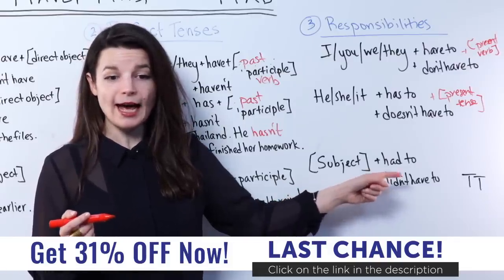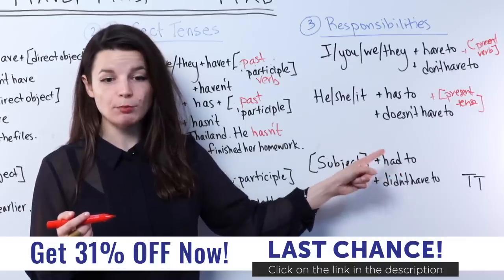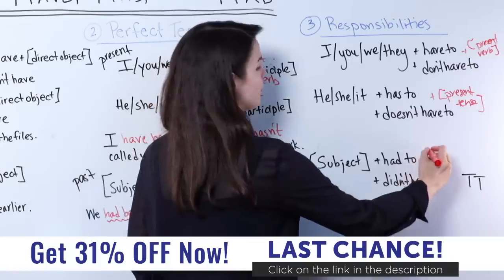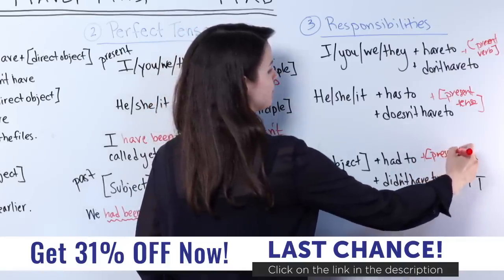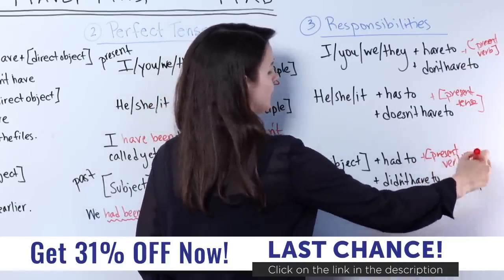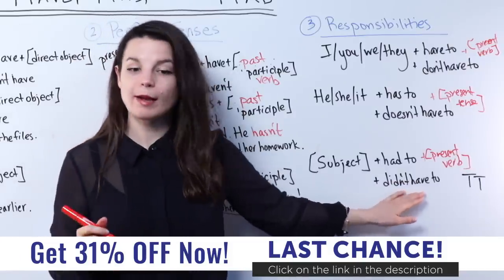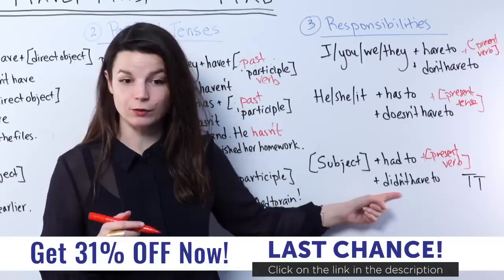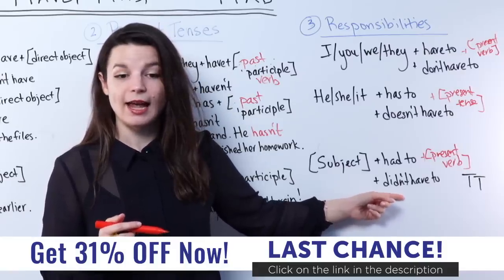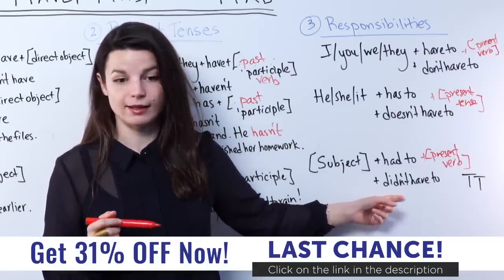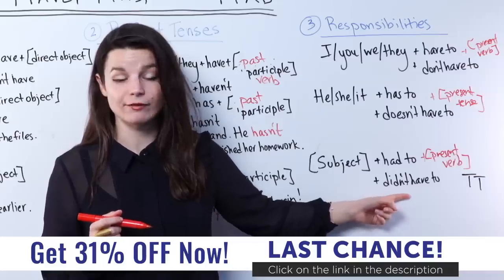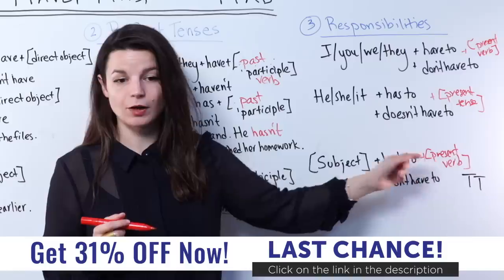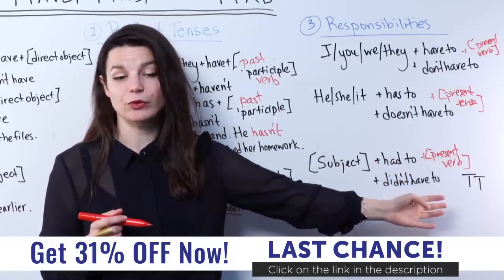So to do this, we use just any subject. Subject plus had to plus present tense verb. So again, we're not changing the verb. Present tense verb here. And when we make negatives, didn't have to. So the negative and the past tense are right here. Did not have to. So subject had to, present tense verb. Subject didn't have to, present tense verb.